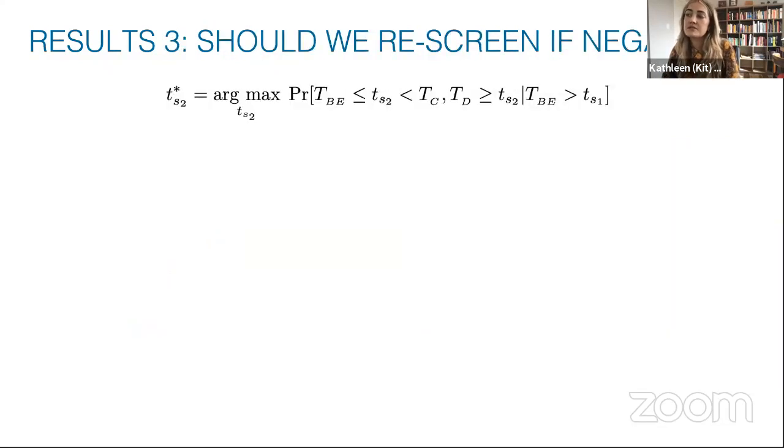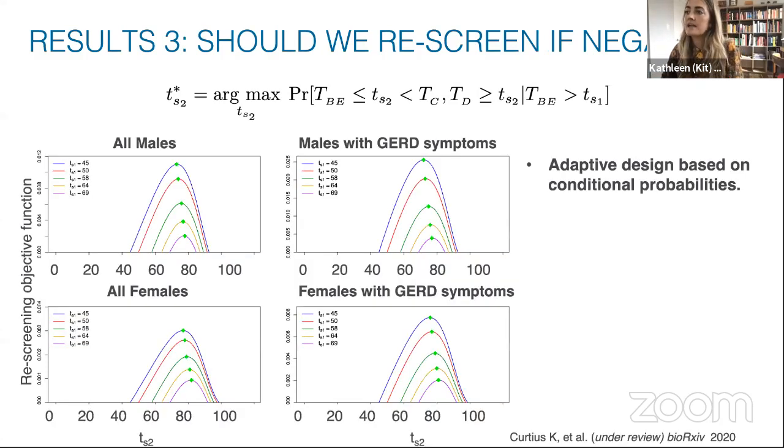The third result is about rescreening. So what if we screen and we do not find Barrett's? This is the conditional probability of not having Barrett's at time TS1. When's the best time to come back next? As I mentioned, this really depends on when you first screen, and this is something that the model would predict. So we can adaptively design our rescreens or our surveillance based on these conditional probabilities of what you find at an initial exam or a surveillance exam.